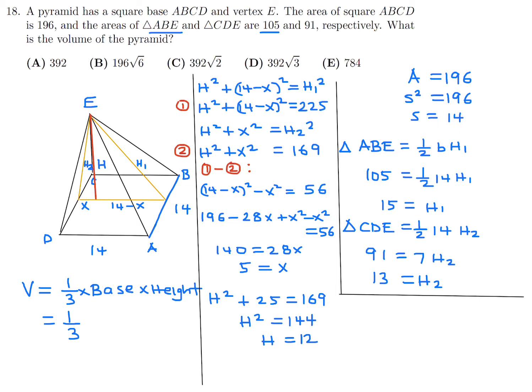So our volume, therefore, is 1/3. The base is that square, and they even tell you the base has an area of 196. The height we just got was 12. And therefore our volume calculates to 784. And there we go. The answer to number 18 is 784, which is choice E.